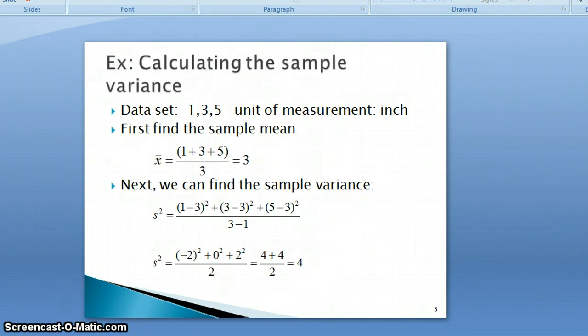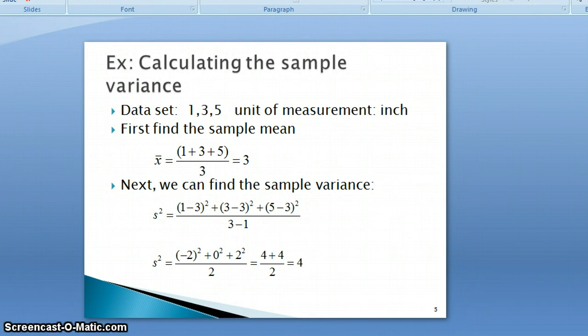So for instance, if we have the data set 1, 3, and 5, to find the sample variance, first we need to find the sample mean. Here the sample mean is 3. Next, we can find the sample variance. We take each data value, subtract the sample mean, and square that difference. Then we're going to add up all those squared differences.